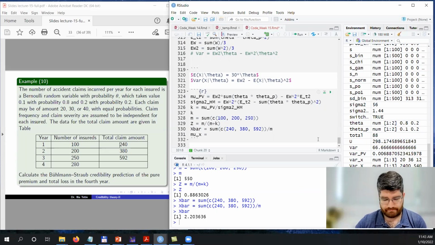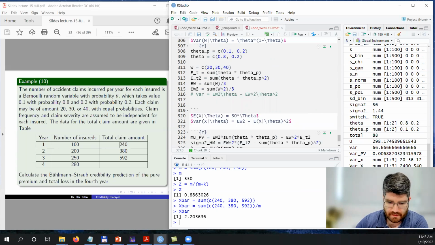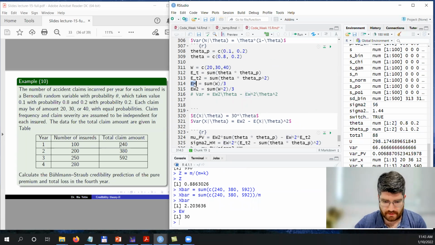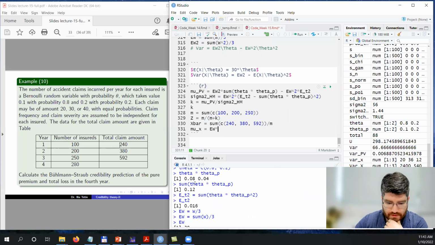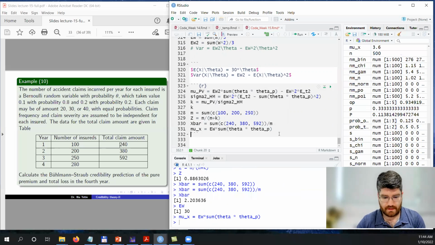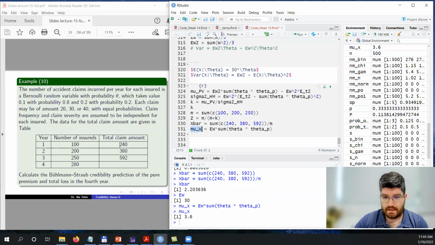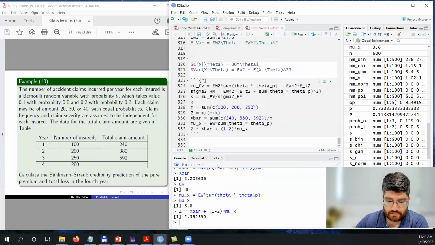So mu x is ex, and where is our ex? Is it ew? Yes, it is ew. This is 30 times 0.12. What was our 0.12? It was that sum. Okay, this is our mu x, 3.6. So the Bowman-Straub prediction for the pure premium is z times x bar plus 1 minus z times mu x. So this is the prediction 2.36.